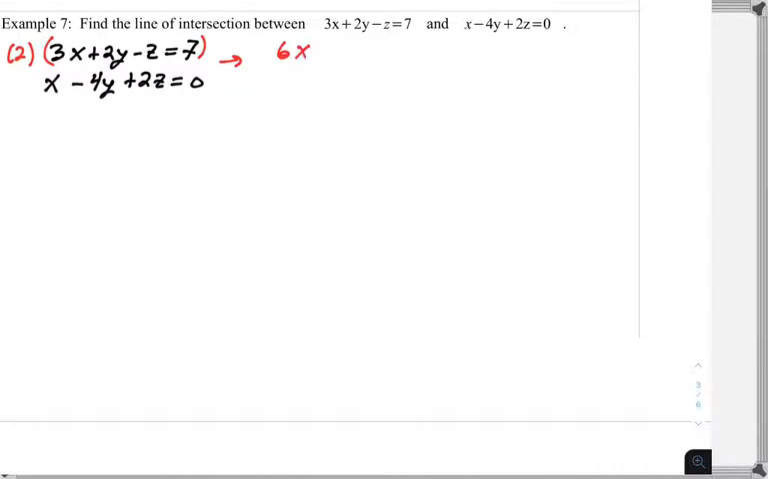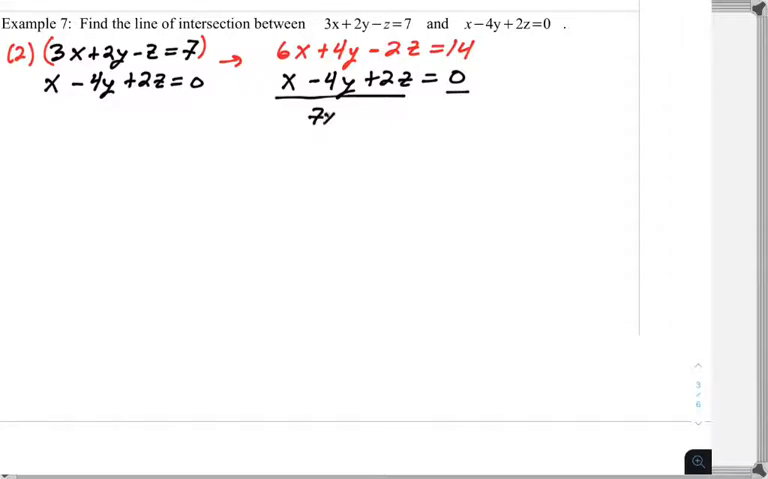So that gives us 6x plus 4y minus 2z. And don't forget to multiply the 7 by 2 also. That's a lot of times where the mistake is made. Equals 14. And then the bottom, x minus 4y plus 2z is equal to 0. And then we'll go ahead and add those equations.